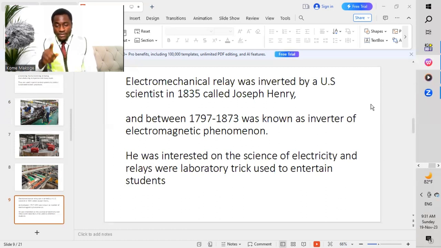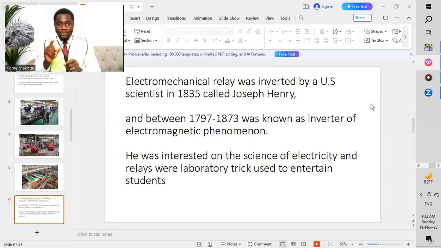This is a key factor. This is a key part that we need to understand. So a relay, he was interested in the science of electricity, whereas it really was a laboratory trick used to entertain students. So the flipping of the different contacts from either normally open to normally closed is just like a laboratory trick, as they say, which was used to entertain students.